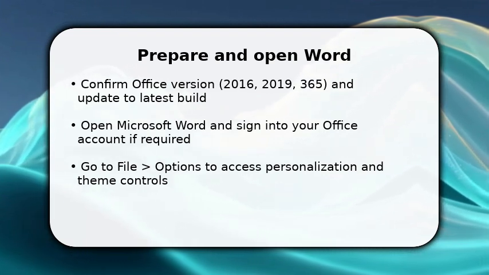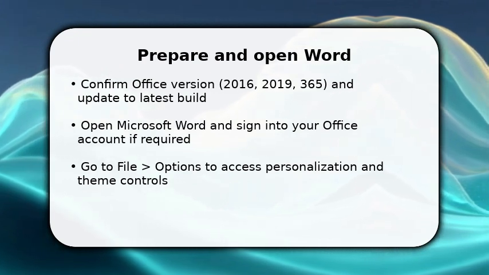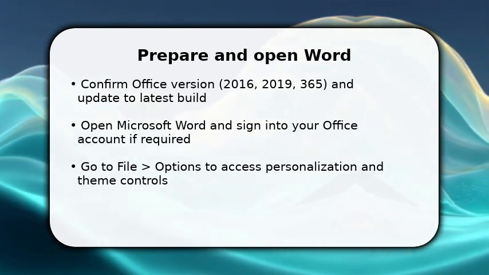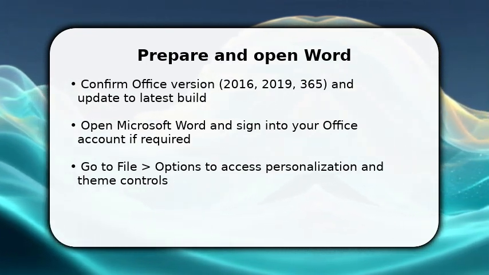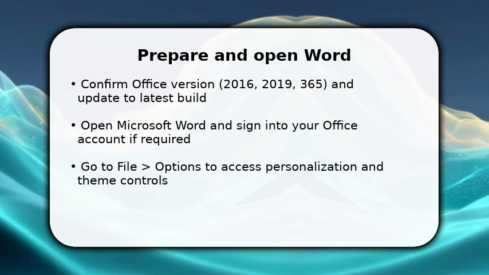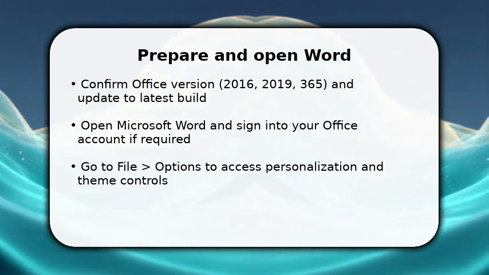Next, go straight to File and choose Options. This is where the Office theme lives. Make sure you're editing the correct profile if multiple accounts exist. By starting inside Options, you avoid distractions and can change personalization settings immediately. That's the first actionable step to swap.